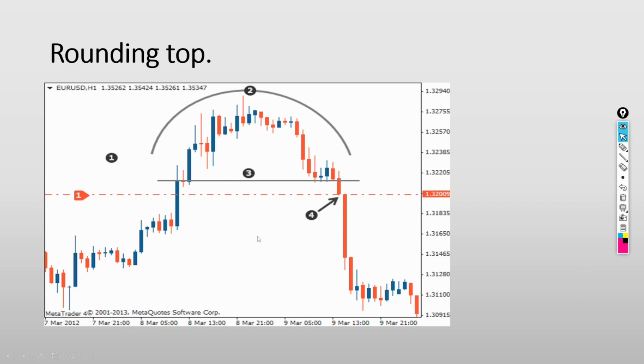So this is how they look in candle charts. Candles form this round shape. So this becomes the neckline, and the break of the neckline confirms the pattern, and it is where we enter from. Sometimes it will tend to form a retest, then break down. That's a rounding top.